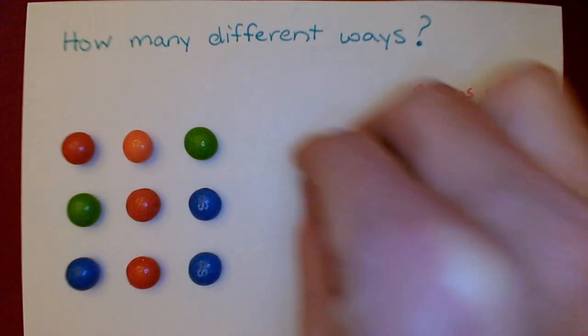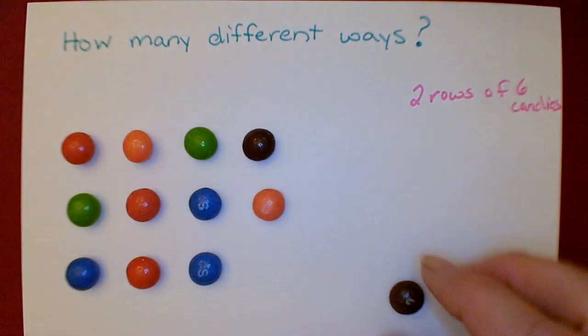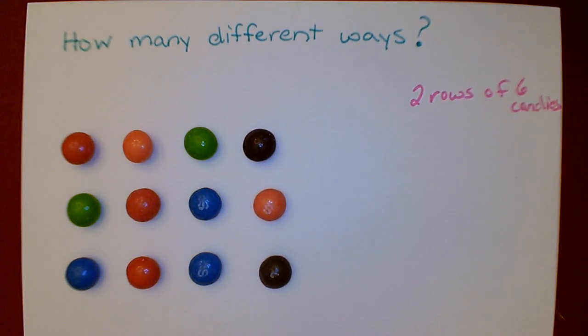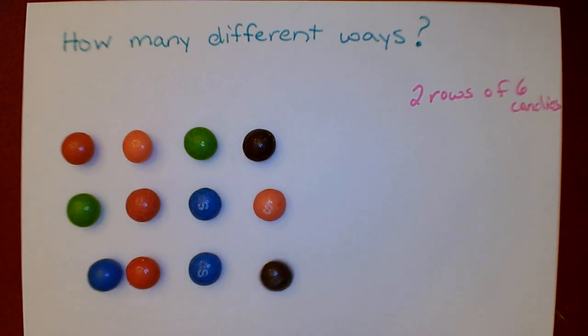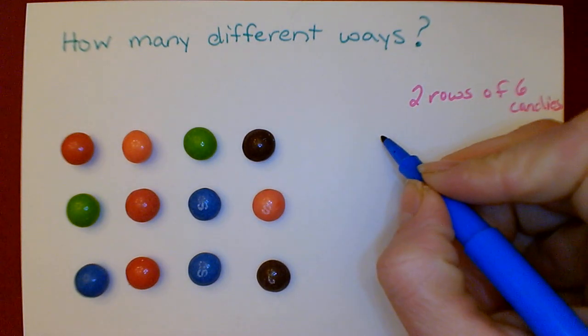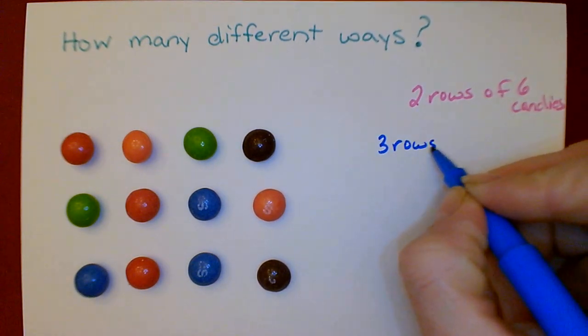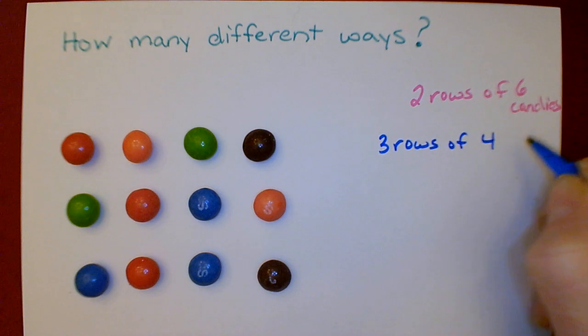So there we go. Each row has 3. Now each row has 4. And look at that, it worked. I have 3 rows, 1, 2, 3, and each row has 4 candies. So let me jot that down. I have 3 rows of 4 candies.